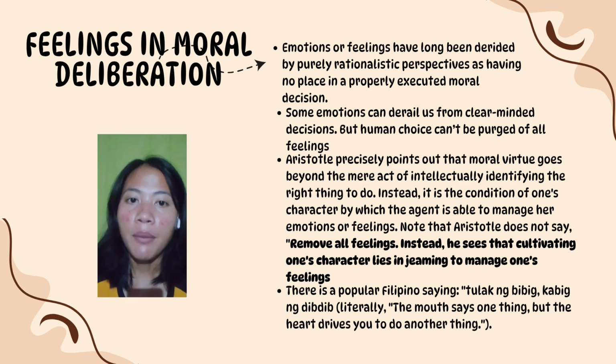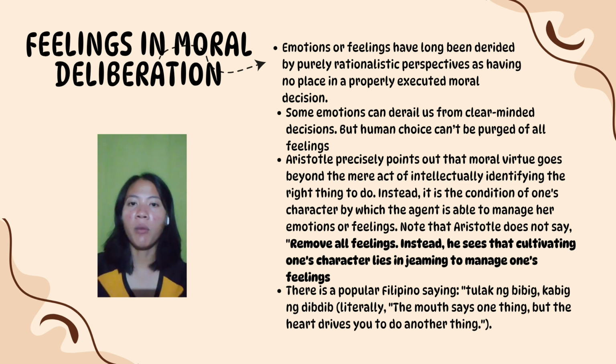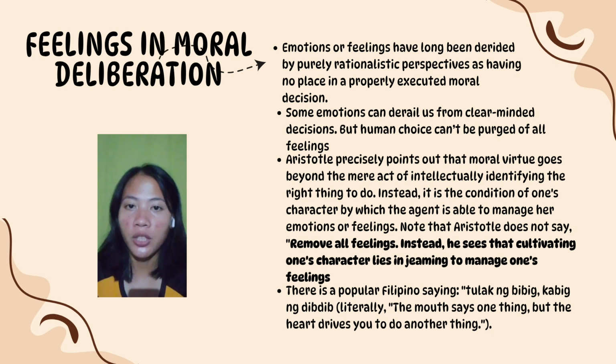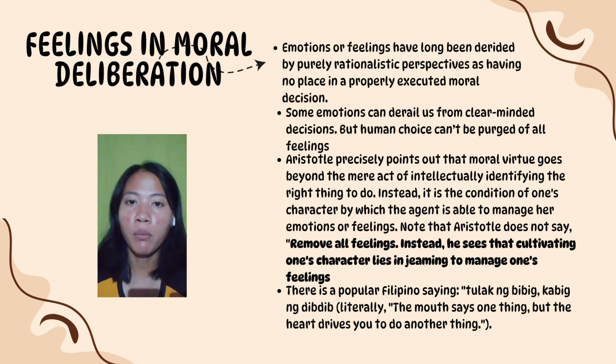Some emotions can derail us from clear-minded decisions. So meaning, other emotions like anger, jealousy, or panic can distract our thinking and affect the decision, and can cause us to make poor or impulsive choices that put us at a disadvantage. However, it's not necessary to remove all emotions from our decisions.